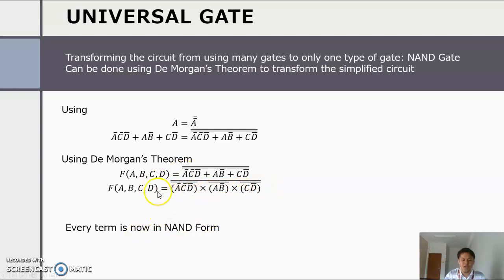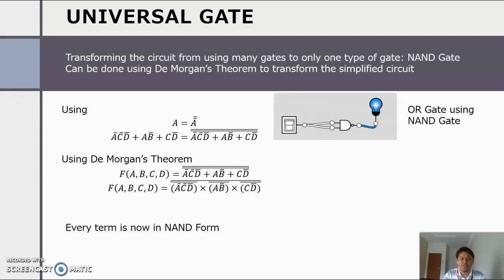And all of it, so the first term times the second term times the third term with a bar above it, is also NAND form. So this is how we use De Morgan's theorem to transform the original equation into an equation that satisfies the universal gate. Yes. So next, how do we construct the circuit?